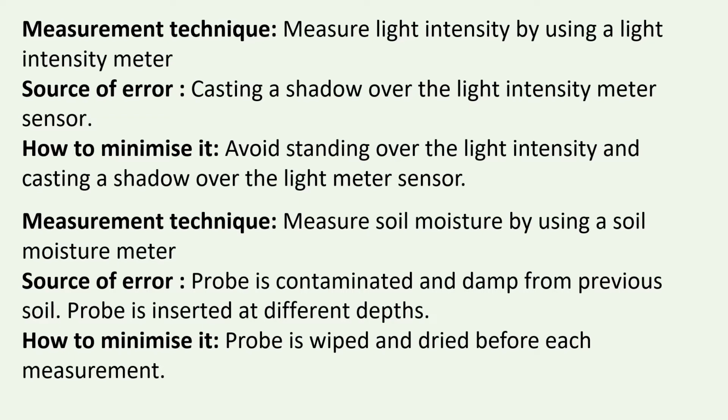Your other measurement technique, because you needed to measure soil moisture, would be to measure soil moisture by using a soil moisture meter. Your possible source of error would be that the probe is contaminated with damp from the previous soil sample, or that your probe is inserted at different depths. So to minimize this, you would need to wipe your probe in between each measurement and make sure it's obviously wiped and dried. So if you got that all correct, well done.